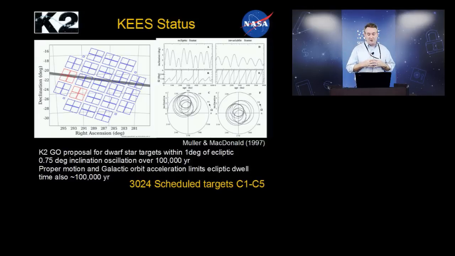But so far, we have scheduled around 3,000 targets with the KEYS project. We expect there to be around 2 planets for every 1,000 target dwarf stars that we observe with K2. So we may have the data available soon to find more of these. This data is getting to be publicly available. Anyone can analyze these light curves now.